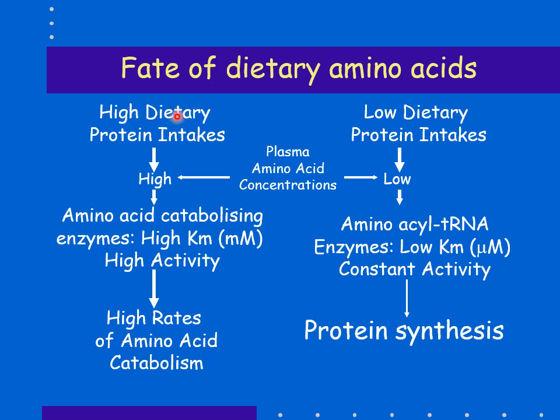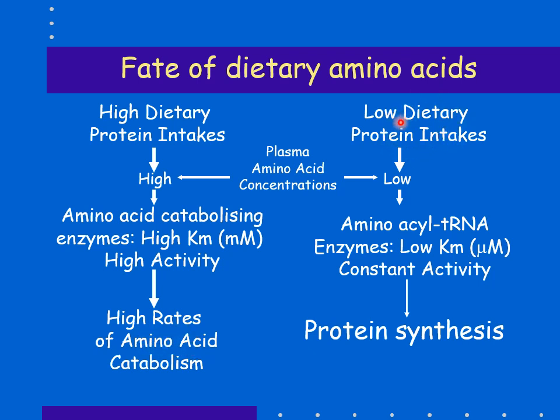When dietary protein intakes are high, you'll have a corresponding increase in plasma amino acid concentrations. The enzymes involved in catabolizing these amino acids have a fairly high Km, and therefore they swing into action only when these plasma amino acid concentrations are high. Of course, having a high Km also means they'll have a high Vmax, and therefore you get a corresponding high rate of amino acid catabolism within the body.